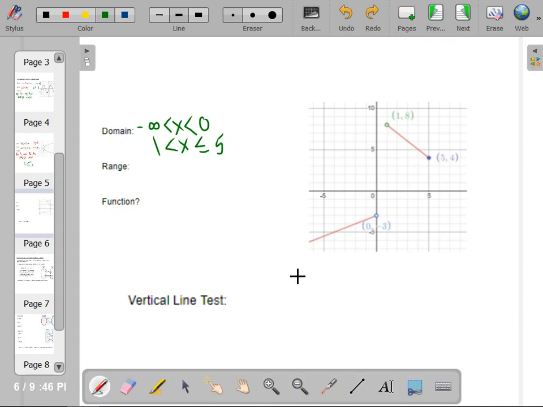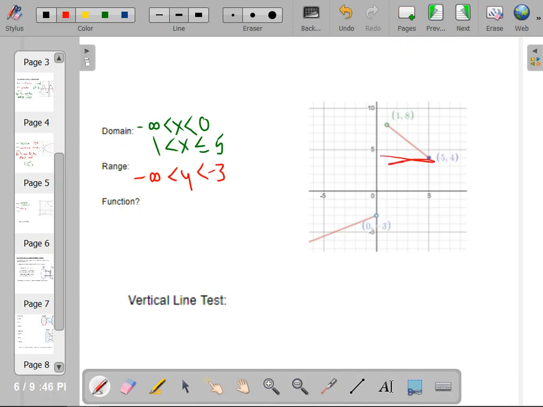Now the range, I'm going to do the same thing. I'll list it two different ways. I'll say it goes forever down, and it cuts off here at -3, so this would be negative infinity is less than y is less than, the y value here is -3. Again, it's an open circle, so it's a less than.